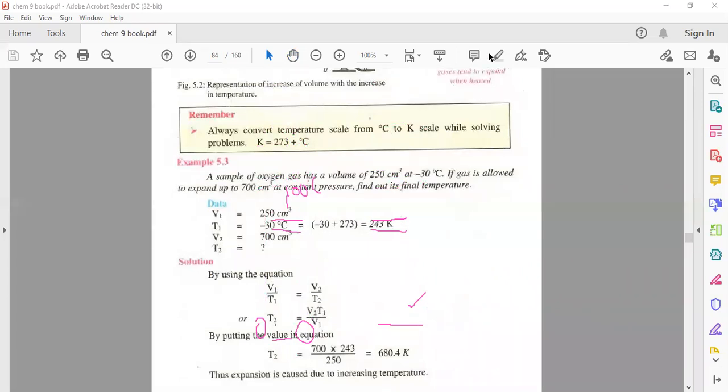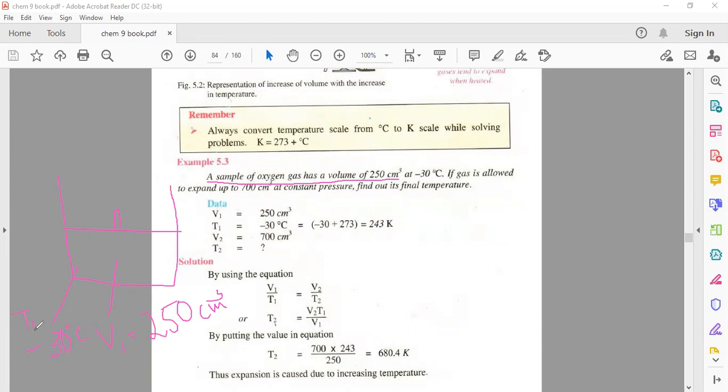Here you can see the problem. A sample of oxygen gas has a volume of 250 centimeter cube. So there is a cylinder in which there are gas molecules. The initial volume is 250 centimeter cube. And the initial temperature is minus 30 degrees Celsius.